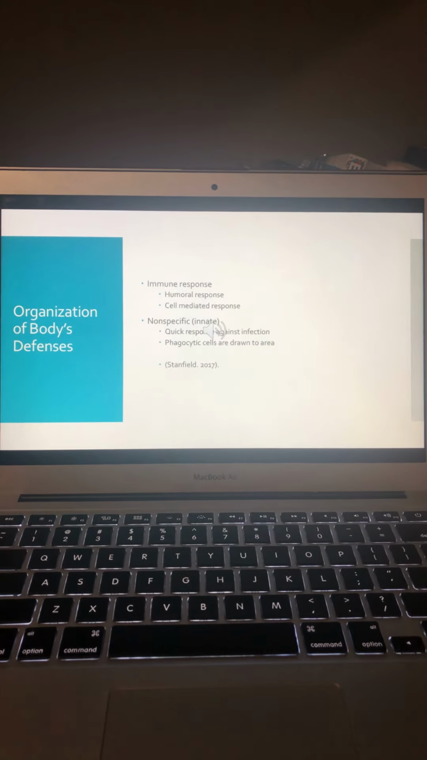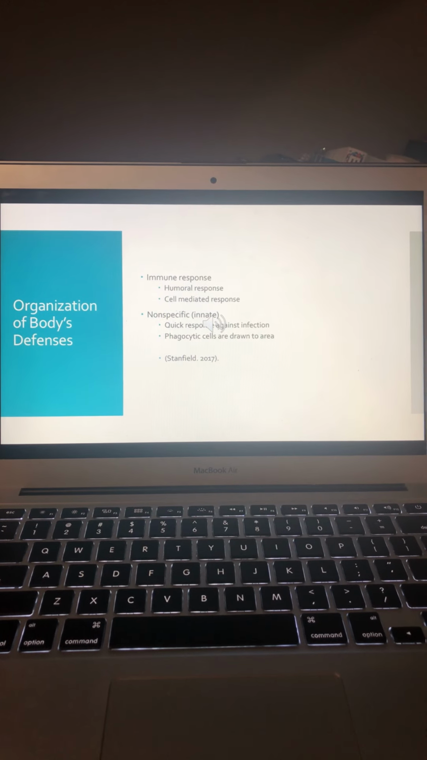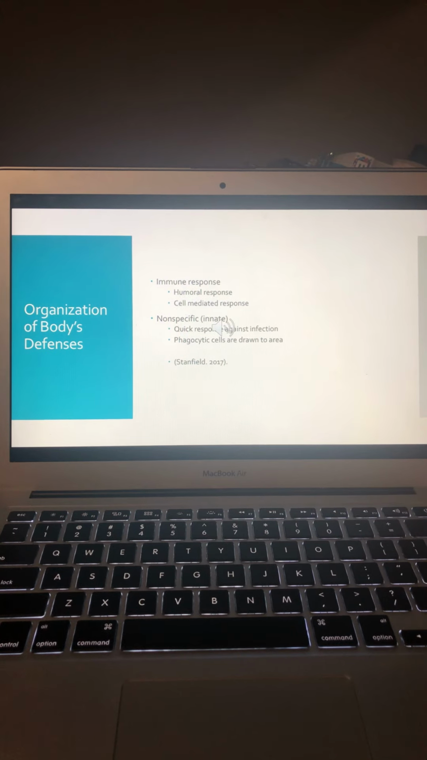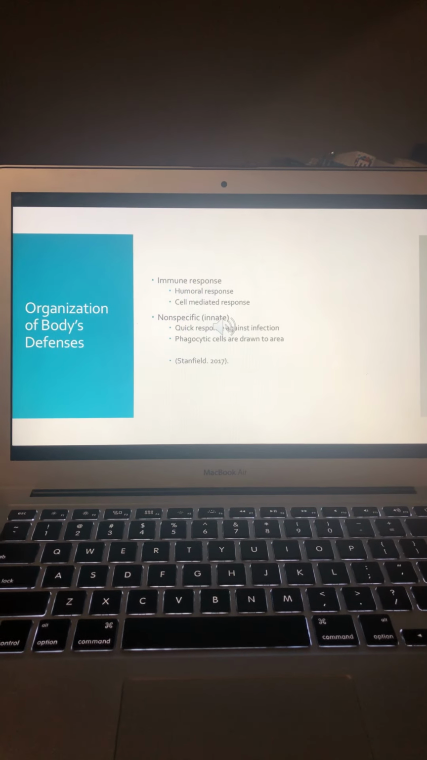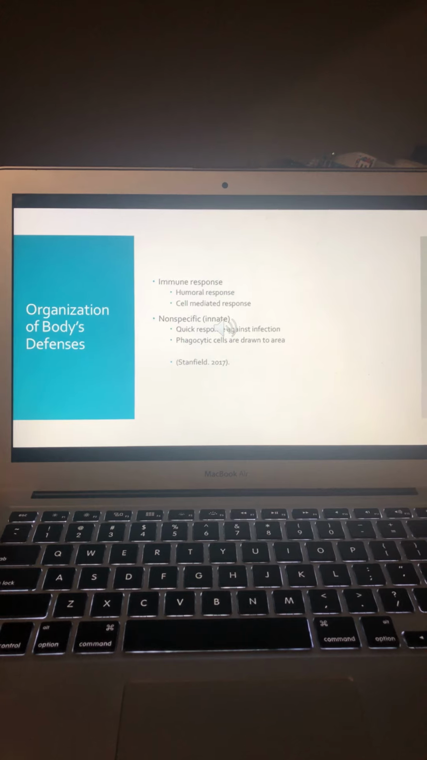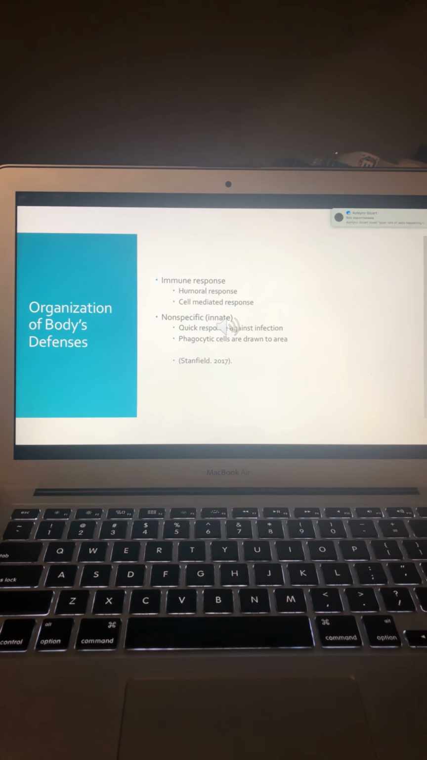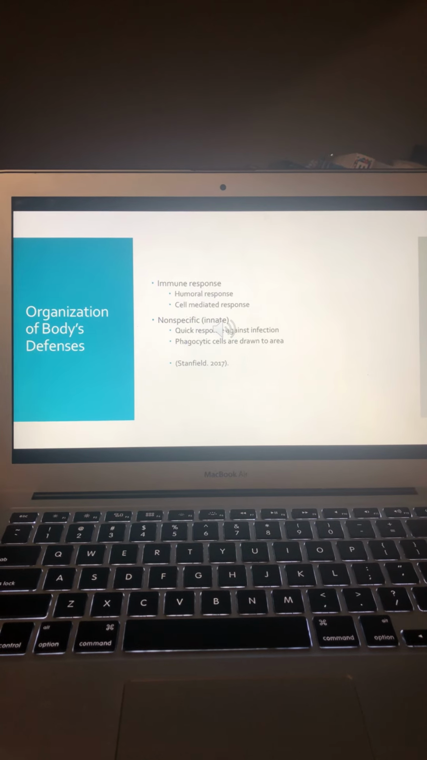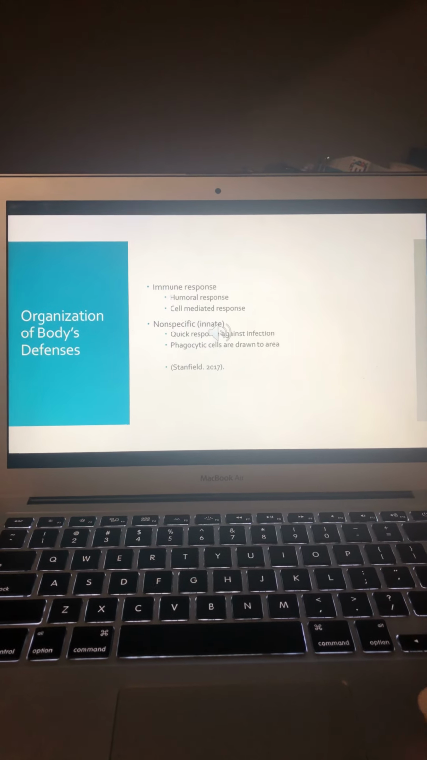Organization of the body's defenses. The body defends with the immune response and the non-specific response. The immune response has a humoral response and cell-mediated response, while the non-specific response is a quick response against infection and includes phagocytic cells, which are drawn to the area of infection.